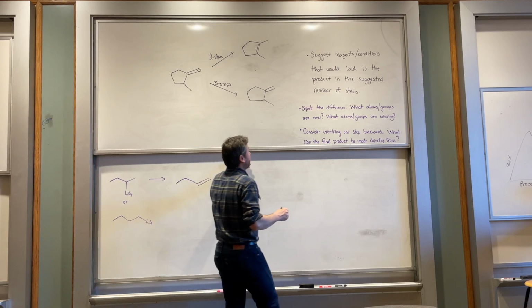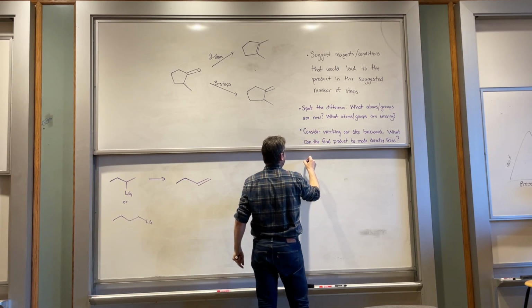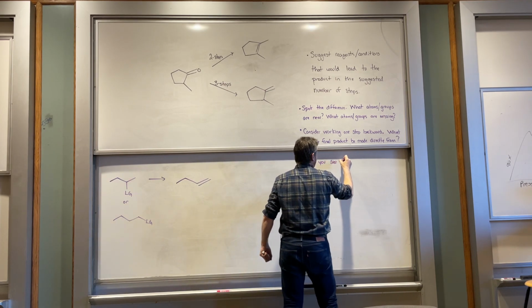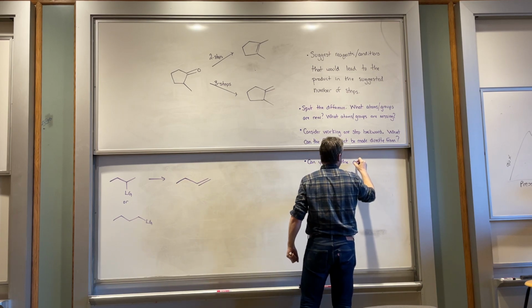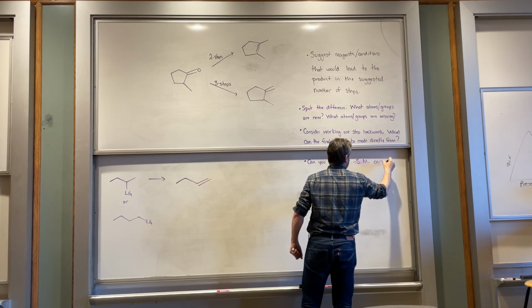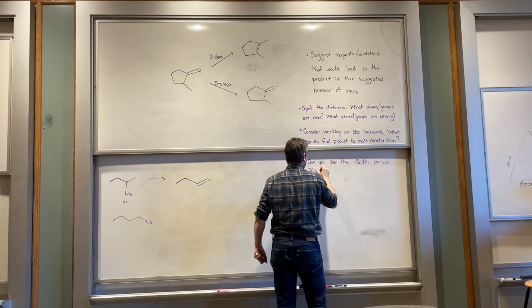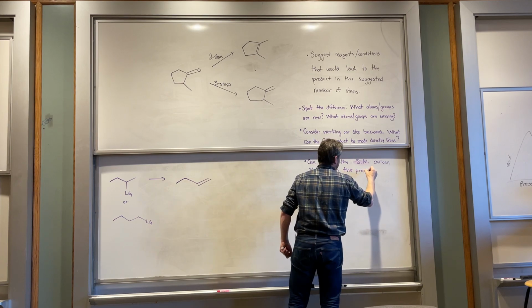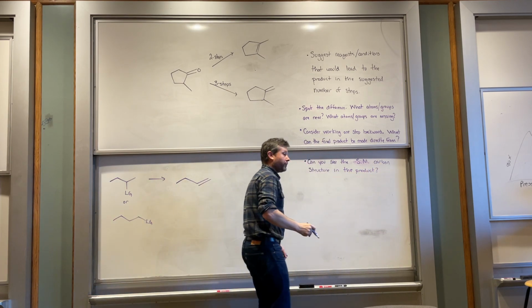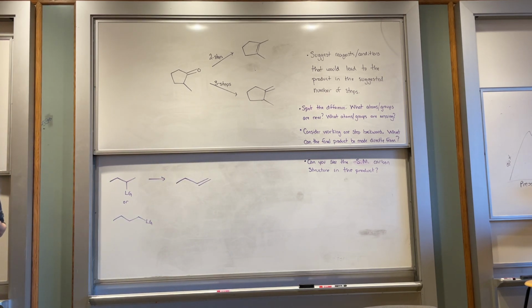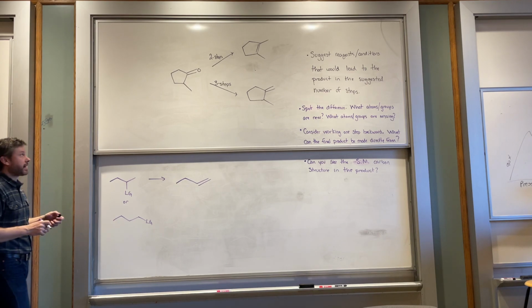And the third thing that you want to consider, which relates to the first, is can you see the carbon structure of the starting material in the product? If you can, that's going to allow you to see where the reactions take place. What atoms are actually reacting?